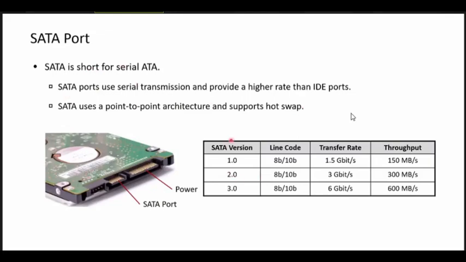You have 3 versions of SATA. Basically, the transfer rate is 1.5, 3, and 6 gigabits. You will see SAS doubles this number. So SAS will start at 3, then 6, and then 12. Current environments support up to 12 gigabit SATA and SAS disks. Basically, SAS is an upgraded version of SATA. SATA uses serial transmission, which provides definitely higher transmission speed than IDE. SATA also uses point-to-point architecture and supports hot swap. You need to know this for the exam.